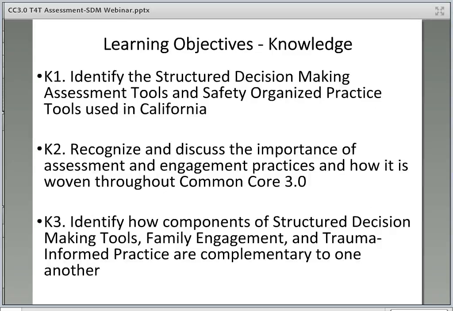Let's take a moment to briefly review the learning objectives for this course. Upon completion of this webinar, you will be able to: K1, identify the structured decision-making assessment tools and Safety Organized Practice tools used in California. K2, recognize and discuss the importance of assessment and engagement practices and how it is woven throughout Common Core 3.0. K3, identify how components of structured decision-making tools, family engagement, and trauma-informed practice are complementary to one another.